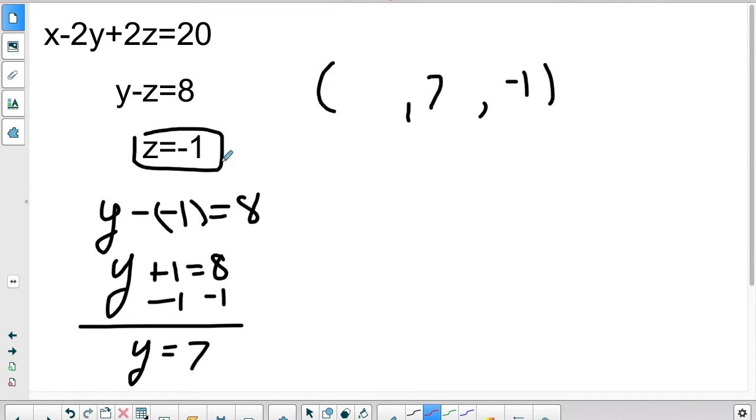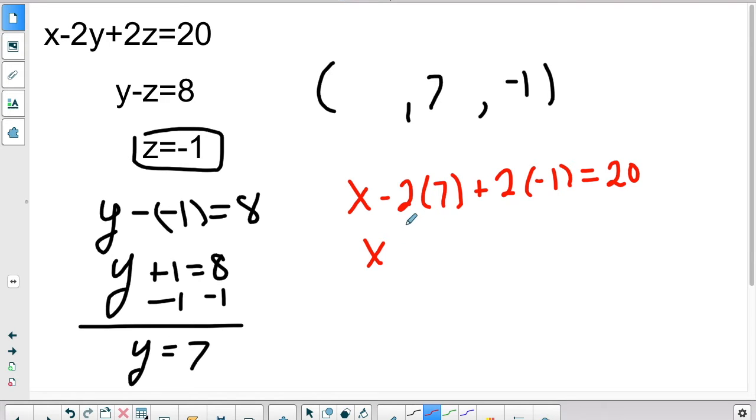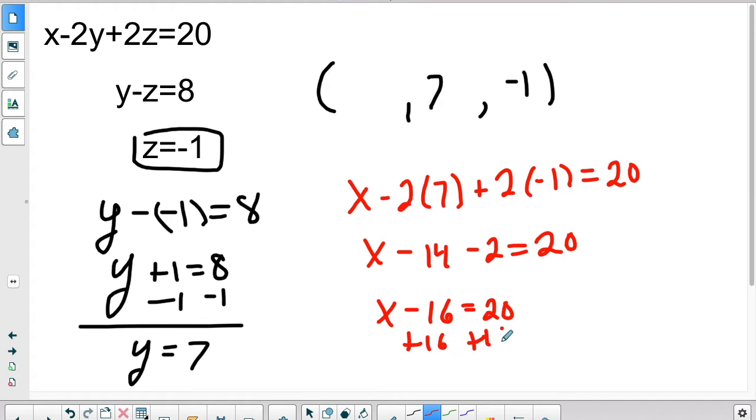And last but not least, to find x, we'll plug in y and z. So we have x minus 2 times 7 plus 2 times negative 1 is equal to 20. Negative 2 times 7 is negative 14. 2 times negative 1 is negative 2, is equal to 20. Negative 14 minus 2 is negative 16, is equal to 20. We can add 16 to both sides, and we get x is equal to 36. So our solution for this one here is 36, 7, negative 1.